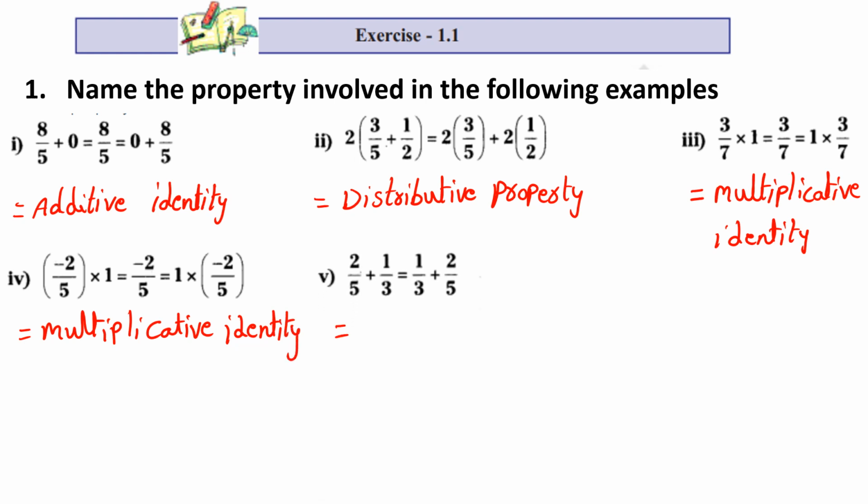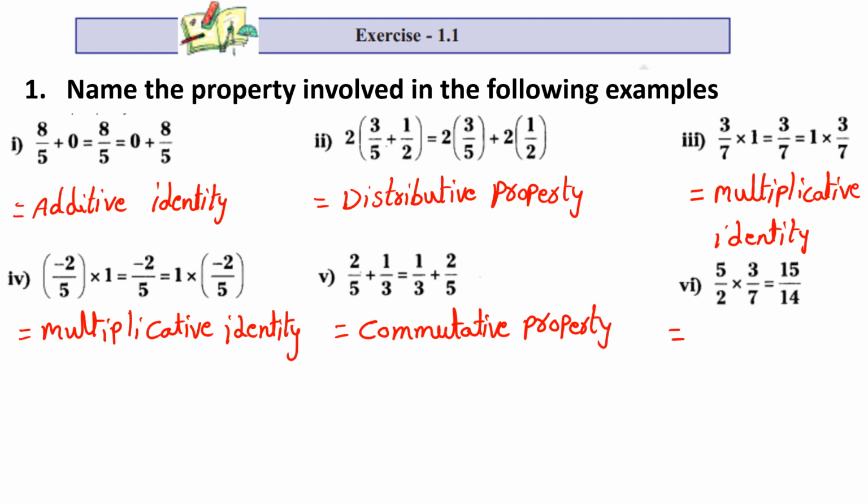Okay, look at the next one. This property is a plus b equals b plus a, right? So this is the commutative property. 2 by 5 plus 1 by 3 equals 1 by 3 plus 2 by 5. That is the commutative property. The next one, look at that: 5 by 2 into 3 by 7 is equal to 15 by 14. This is the closure property.